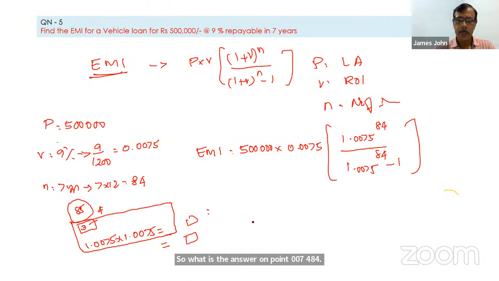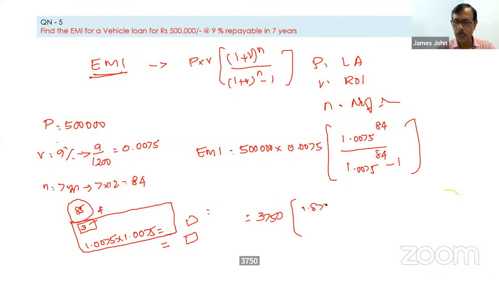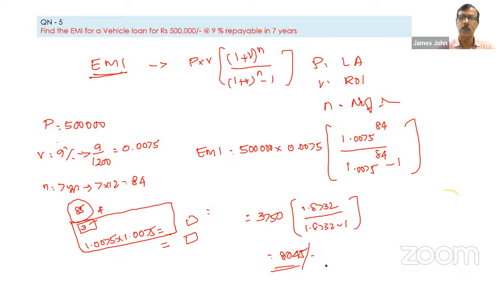Anyone got? This is equal to 3750. 0.8732. 1.8732. Yes, 1.8732 divided by 1.8732 minus 1. You simplify. 8,044 or 8,045. Yes, sir, 8,000.